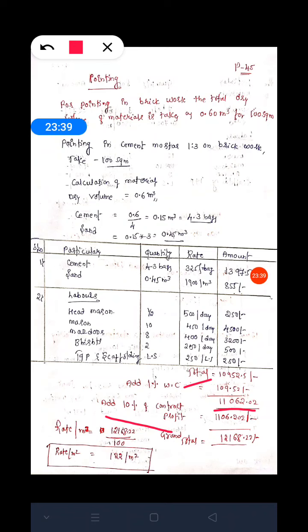So after adding 10% of contractor profit, the grand total we get is around 12,168.22 here. This is the total amount for the 100 square meter, where here we require the amount per square meter. Therefore the rate per square meter is equal to 12,168.22 divided by 100. Then we get the rate of around 122 rupees per square meter.